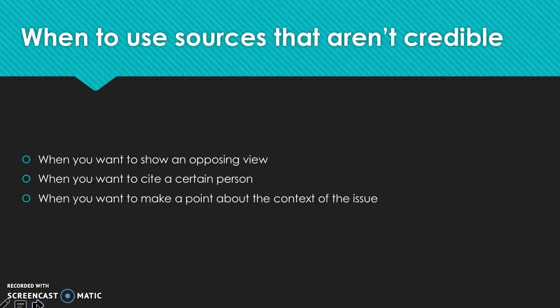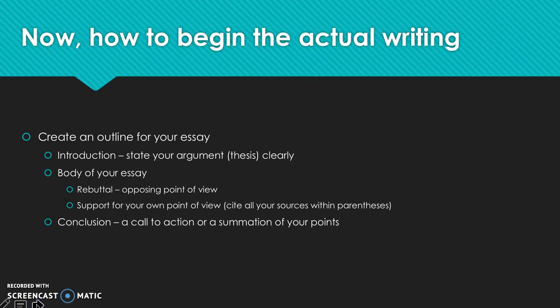Sometimes you might want to use sources that aren't credible. When you want to show an opposing view, or when you're after a certain person's words, or when you want to make a point about the context of the issue. For instance, some of the tabloid media that we don't consider to be credible might have something to say about your topic. Just be sure all of your sources are not from the outskirts of the credible.